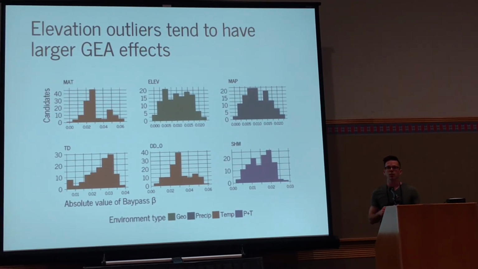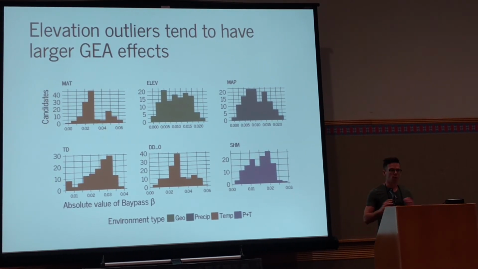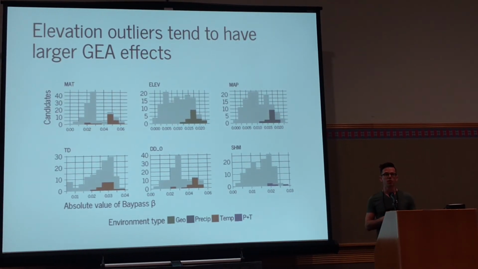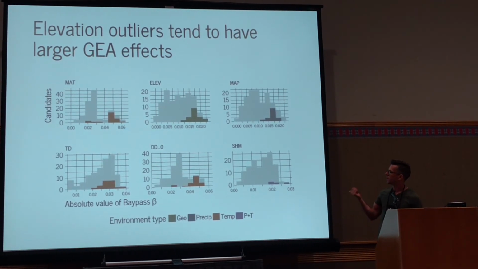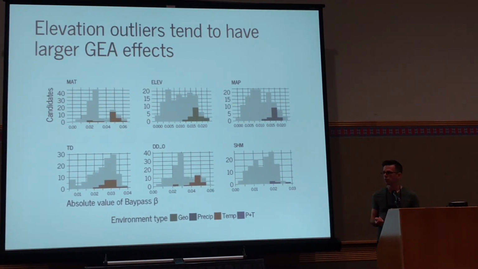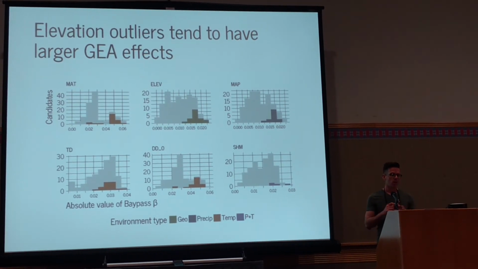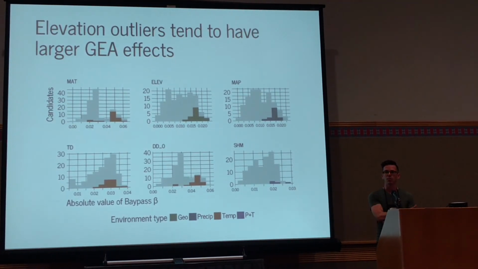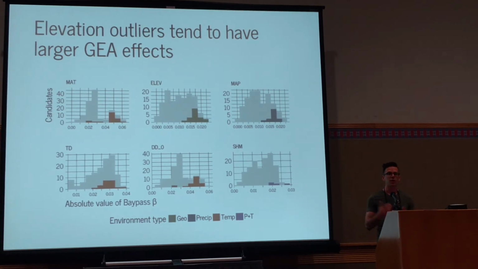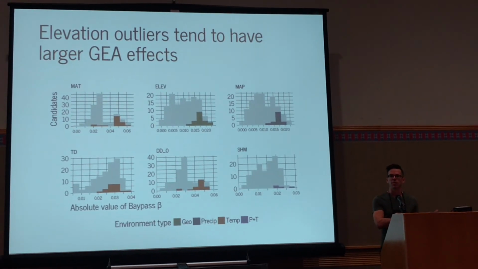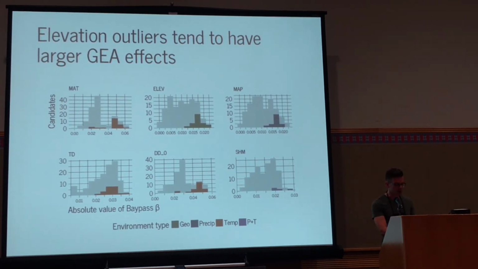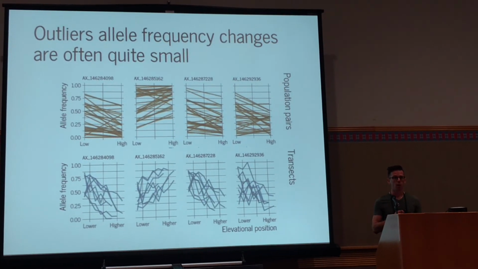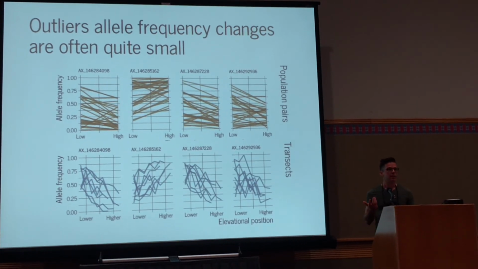If I look at the distribution of BayPass effect sizes from all of those individual associations of the unstructured populations, and zero in on the SNPs in those distributions that are elevational outliers, they are SNPs with larger effects. And that's what we might expect, actually. These are SNPs that are differentiating even though they are experiencing a lot of gene flow from the adjacent population, either the other population of the pair or populations adjacent on the transect. So we would expect that SNPs with larger effects will be more resistant to that gene flow. The actual frequency changes between pairs or along transects are pretty small, and that's again as expected.